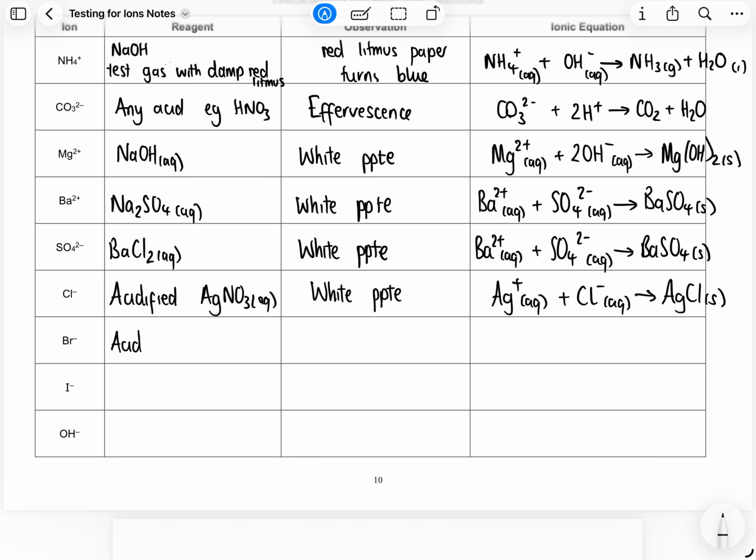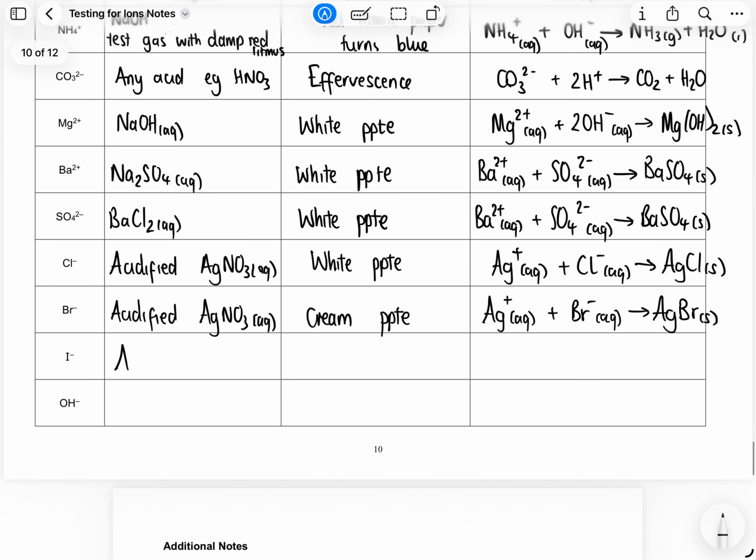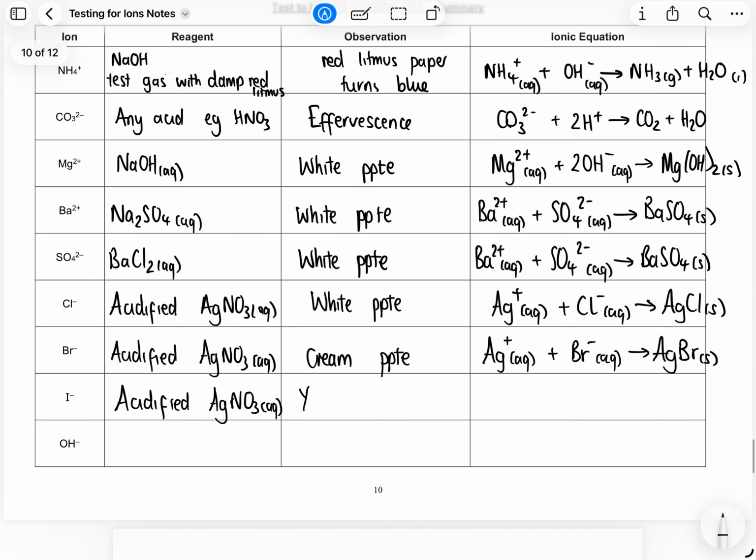And then we're going to do the same thing for bromide. But we're going to see a cream precipitate because Ag plus ions are going to react with Br minus ions to give the cream precipitate of AgBr. And we're going to do the same thing with iodide ions. And we're going to see a yellow precipitate because the Ag plus ions are going to react with the I minus ions to give AgI solid.